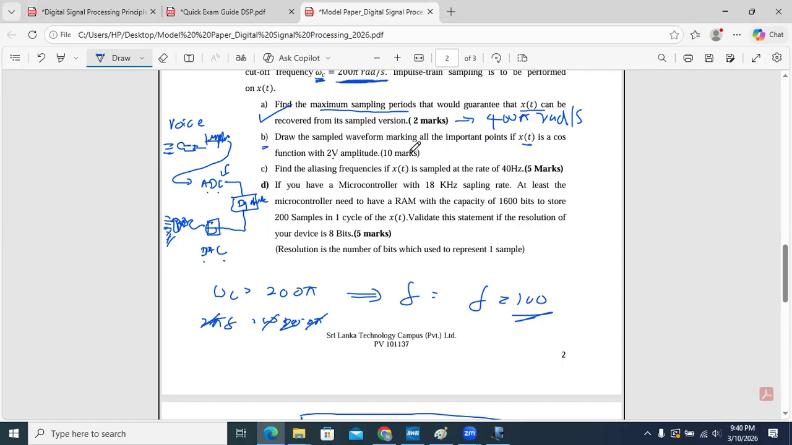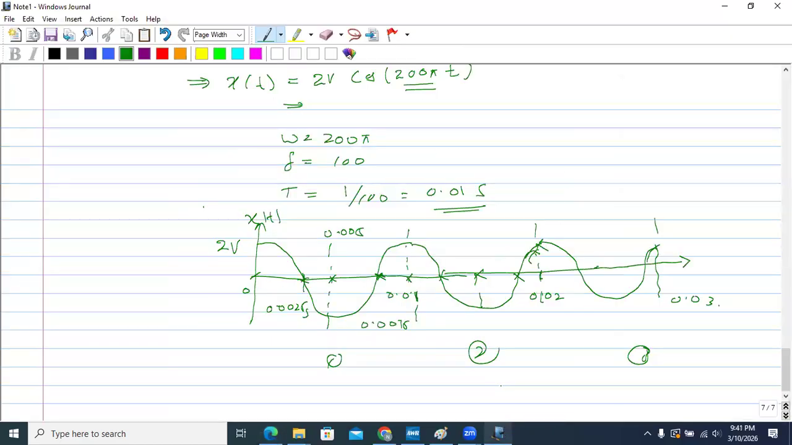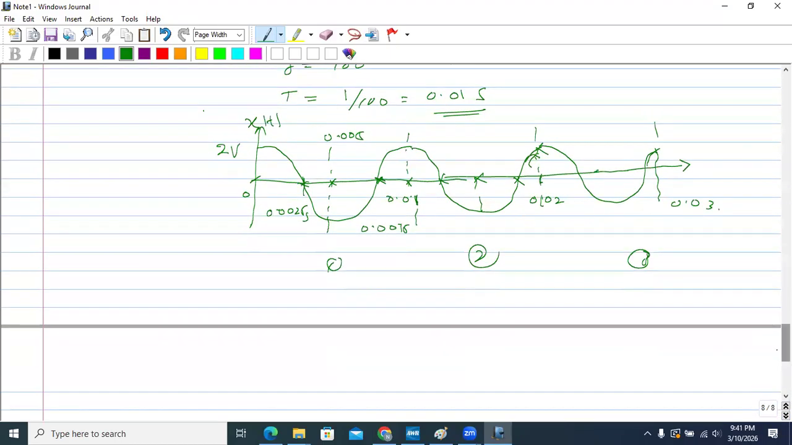Now you are going to sample at the maximum frequency you have found, that is 405 radians per second. Here the sampling frequency is not given, so you need to assume that you are going to sample the signal at 405. So you can very simply do it. The sampling omega is 405.